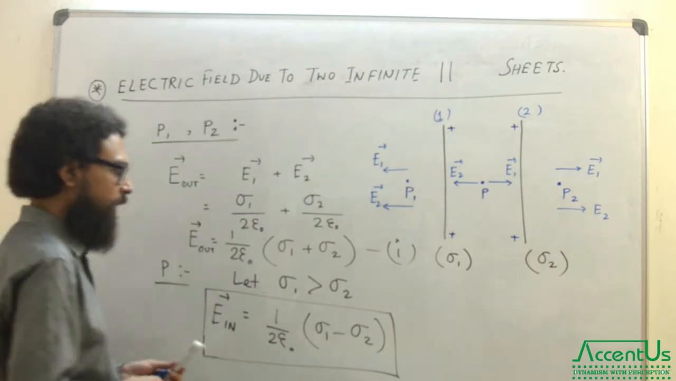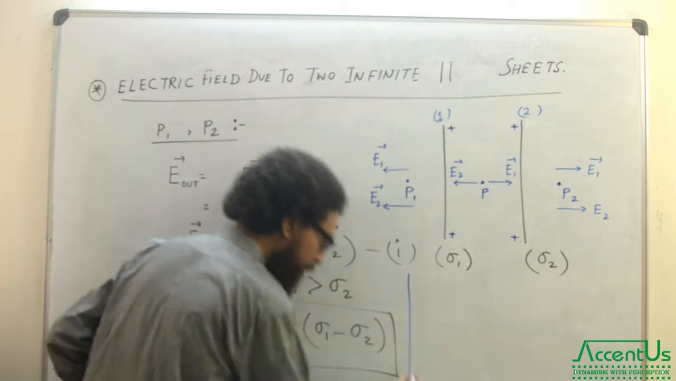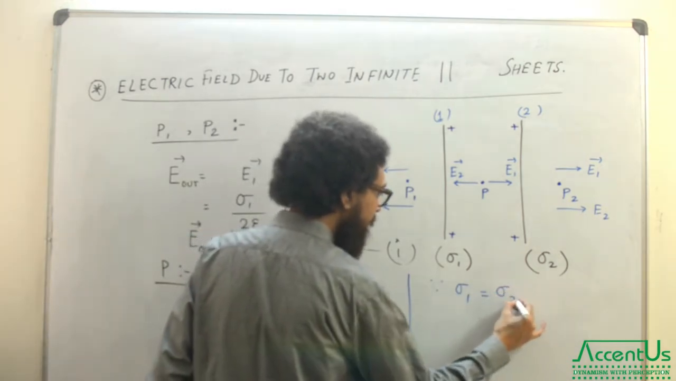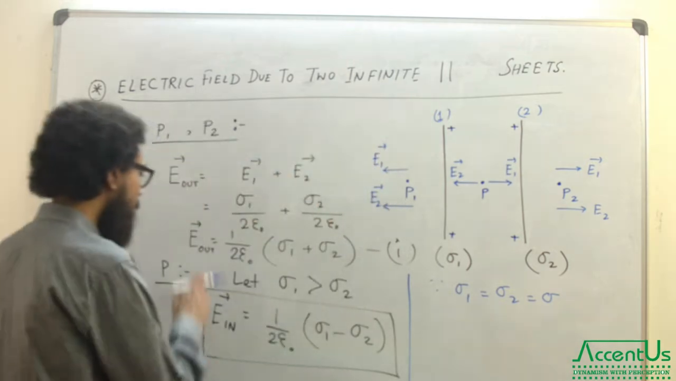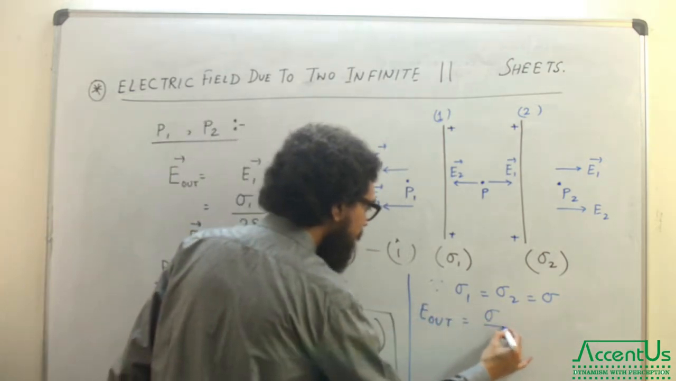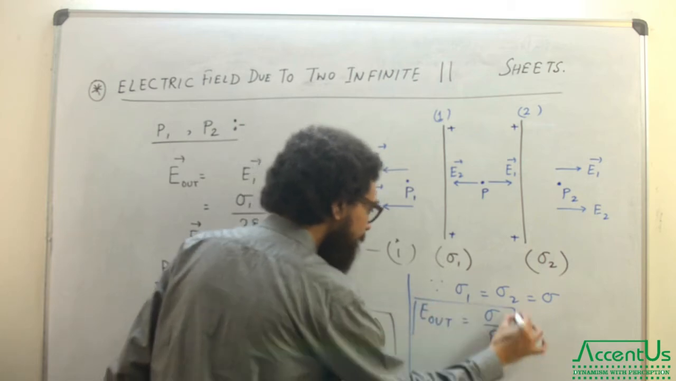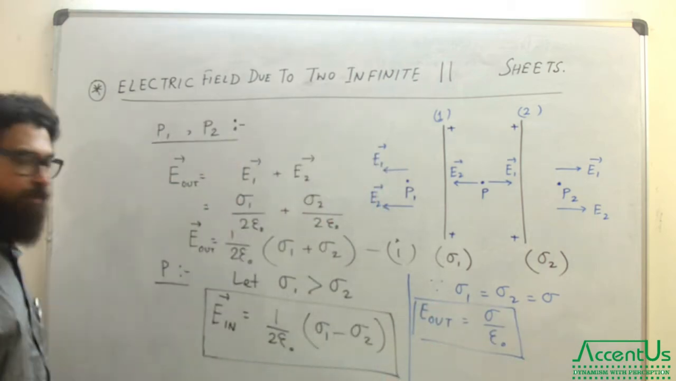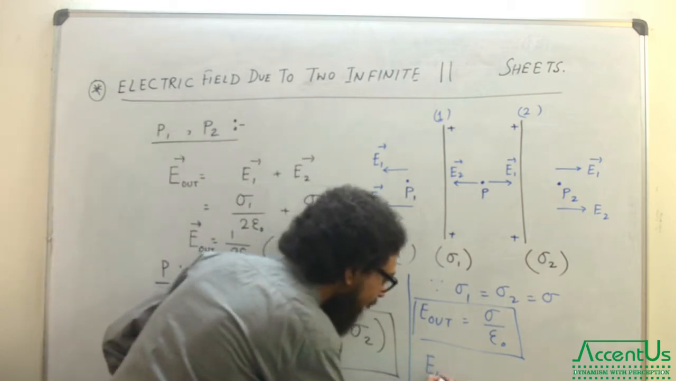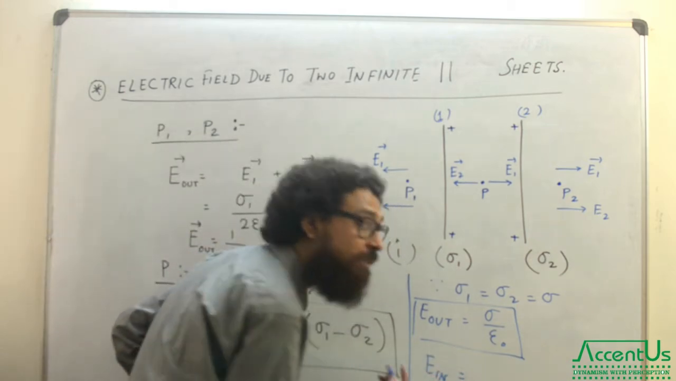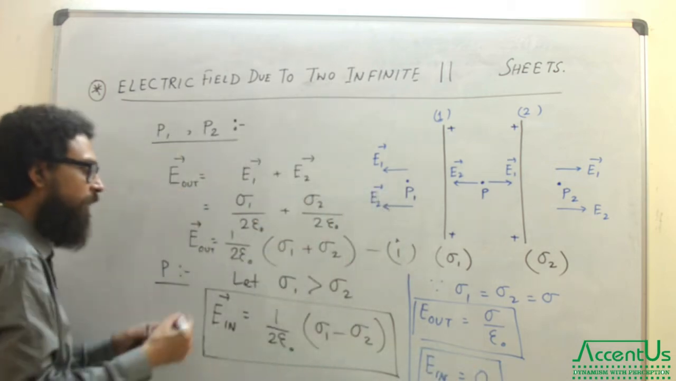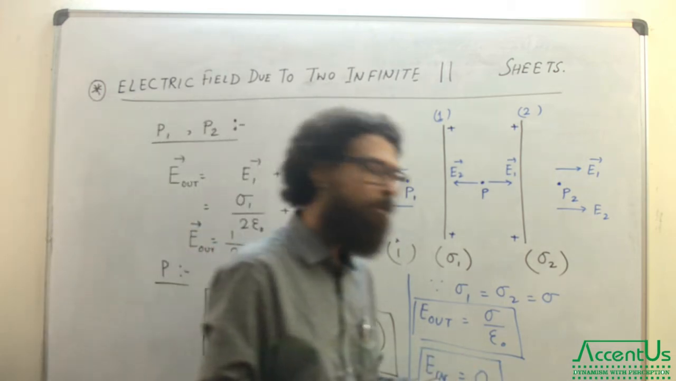Now, can you understand one thing which is very important? If sigma 1 is equal to sigma 2 equals sigma, what is E outside? You can tell me. It is sigma by epsilon naught, because this will become 2 sigma. And what is E inside? 0. Why? Because if sigma 1 and sigma 2 are equal, then this subtraction will give you 0.